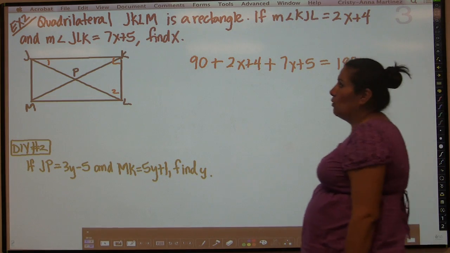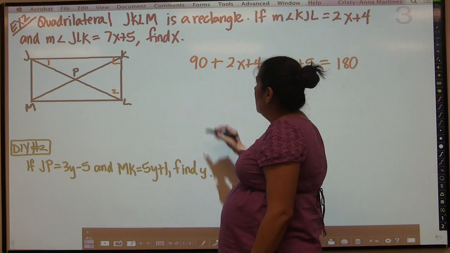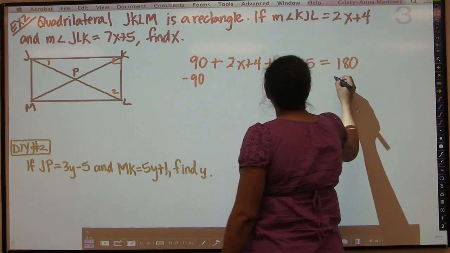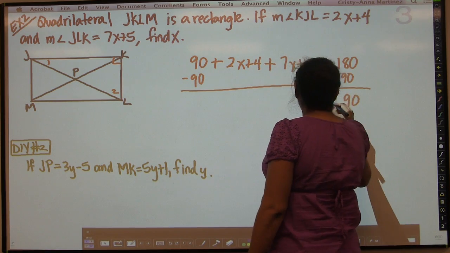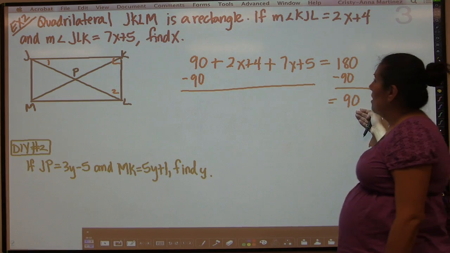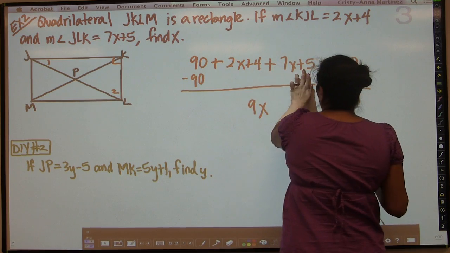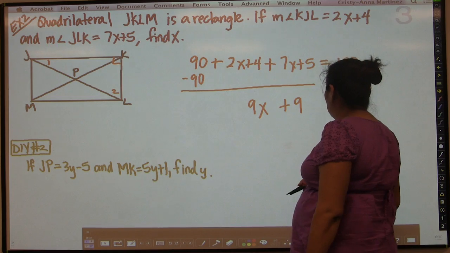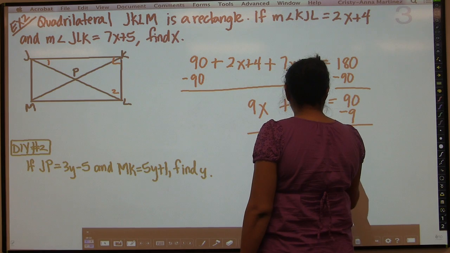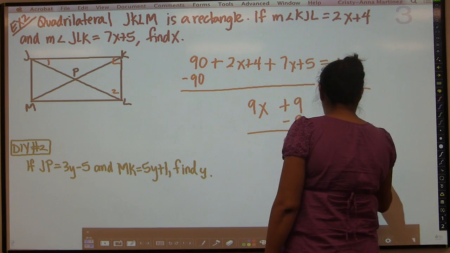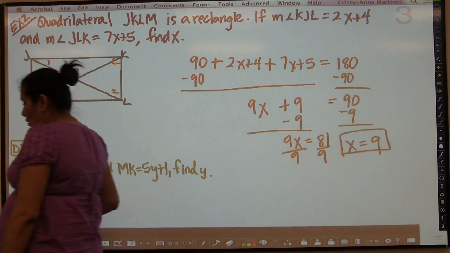Also, if you didn't want to do that, if you already knew this one was 90, you could have just taken these two angles and had them equal to 90, which is what we're going to end up doing anyway, because we're going to subtract this 90 from both sides, and we will see that 180 minus 90 on the right is going to equal 90. And then over here we're going to get our 2x and 7x is 9x, and then 4 and 5 is 9. So that's what we end up with. So we subtract 9 from both sides, and we get that 9x equals 81. Divide by 9, and x equals 9. And that's what they asked us to find. They asked us to solve or find x.